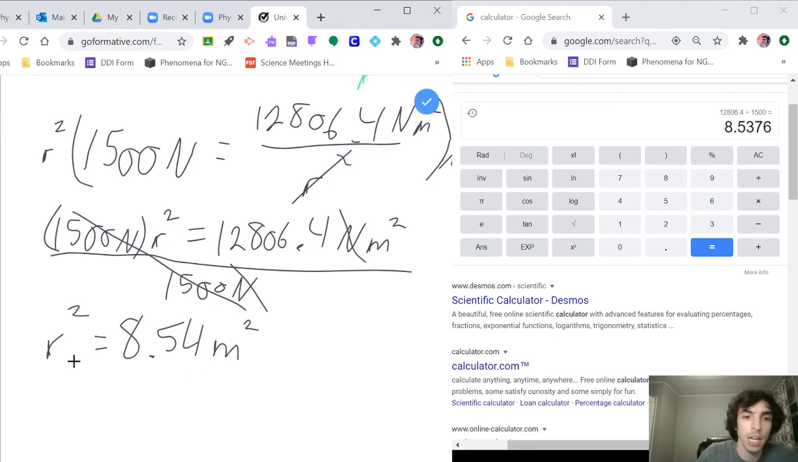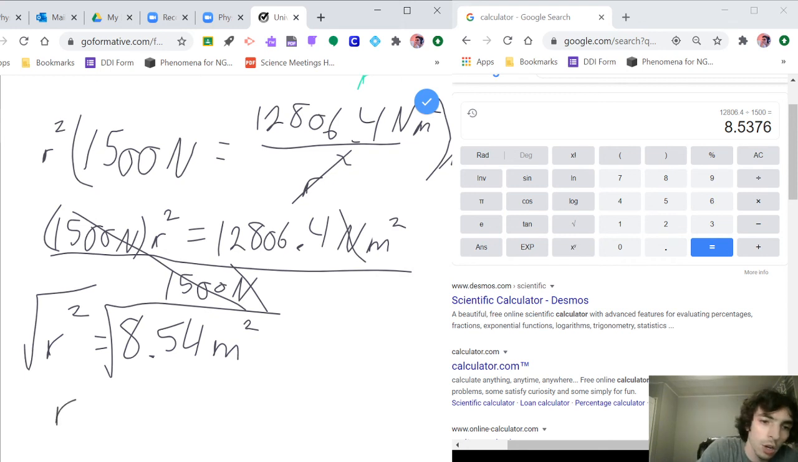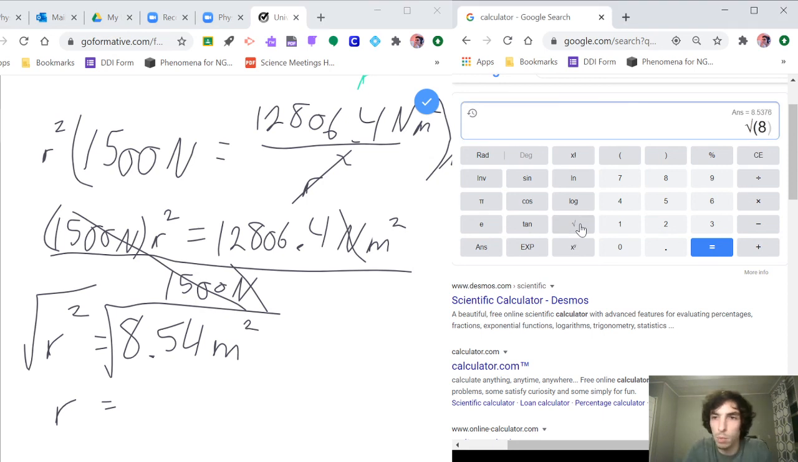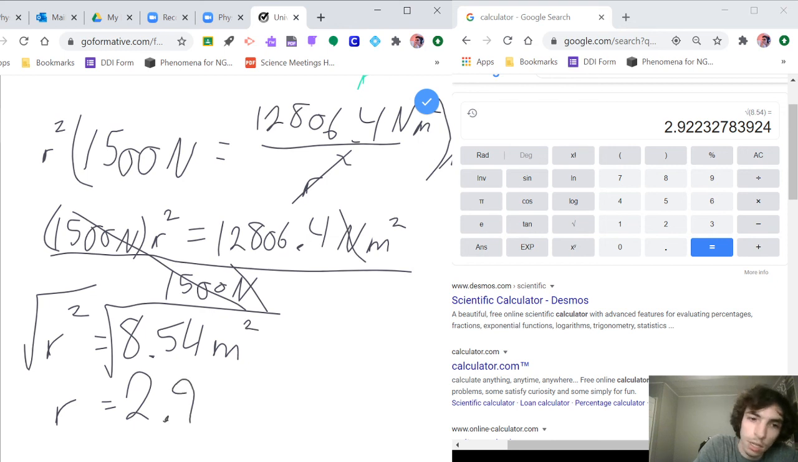But if we want to know what our actual distance r is and not just our r squared, we need to take the square root of both sides. r is equal to, and let's plug in our 8.54. You could keep the whole 8.5376. In fact, if I were taking a test or quiz on this, I probably would do that because I'm overly neurotic, but it's okay if you plug in just your 8.54. And we got 2.92 meters.